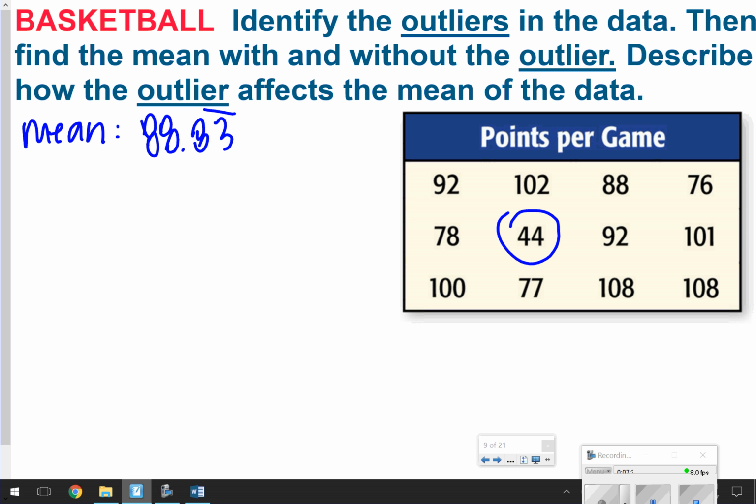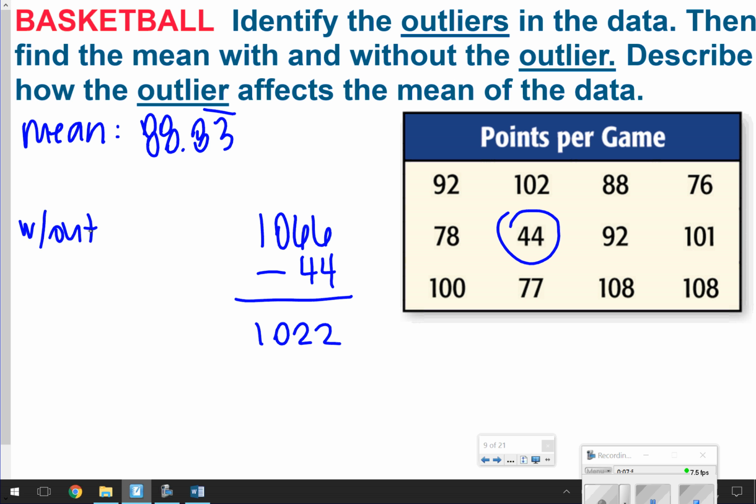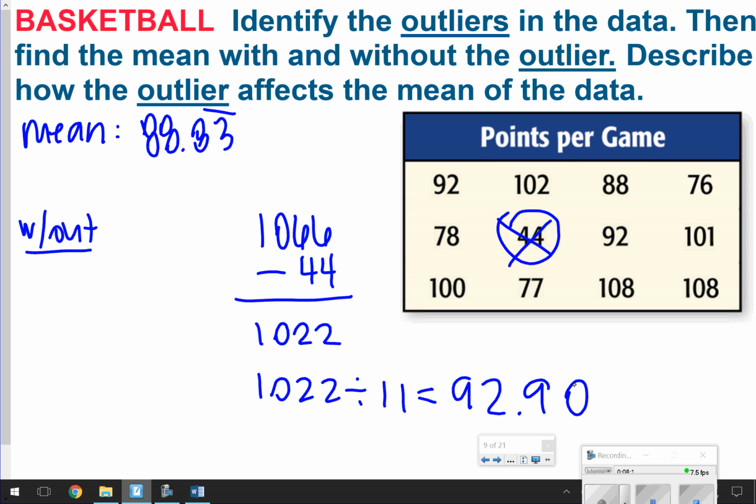I remember last time when you added up all these numbers, you got 1066. So what I'm essentially going to do is just take 1066 and subtract the 44 to get it out of it. That's going to give us 1022. To find the mean without the outlier, I'm just going to take 1022, and instead of dividing it by 12 numbers, I'll divide it by 11 numbers. So 1022 divided by 11 gives us 92.90, repeating, or you can say just 92.9.